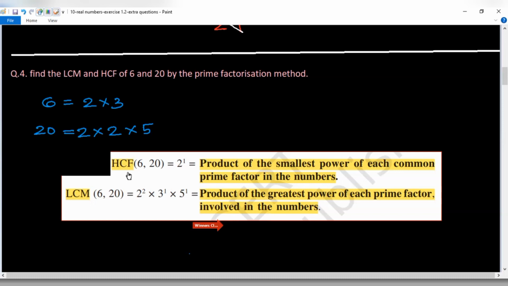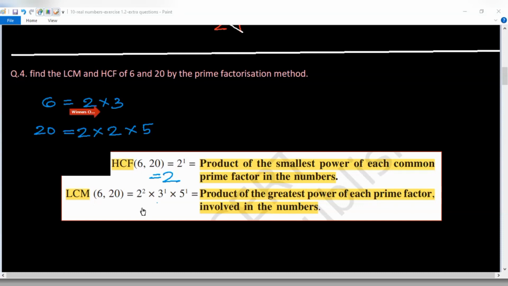Now, to get the HCF, see, HCF means the product of all the smallest power of each common prime factor in the numbers. So how many common prime factors are there for 6 and 20? See, prime factors are here. We know only one number is common for 6 and 20. See, 2. Only 2 is common there, right? And 2 comes only one time as common. So the HCF is 2 itself. Okay, so HCF is 2, because it comes only once as common for the given numbers.